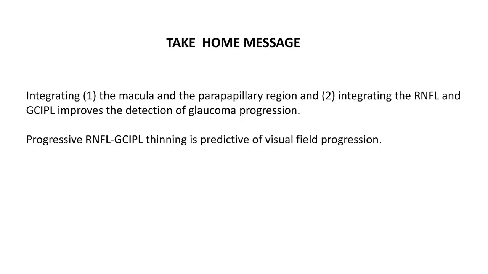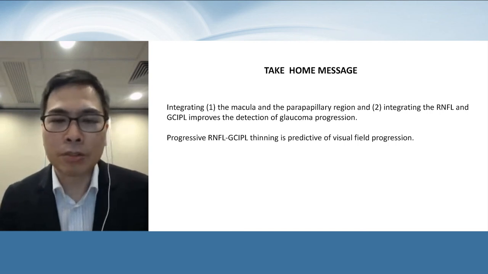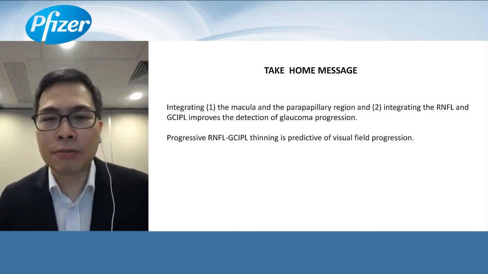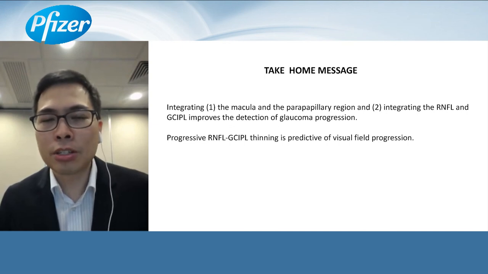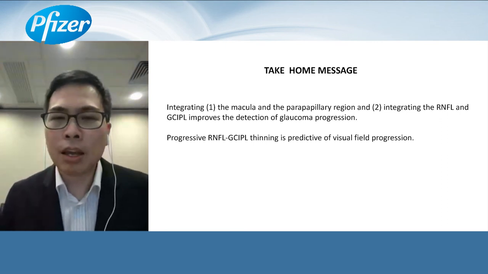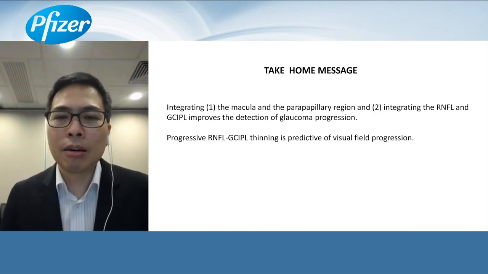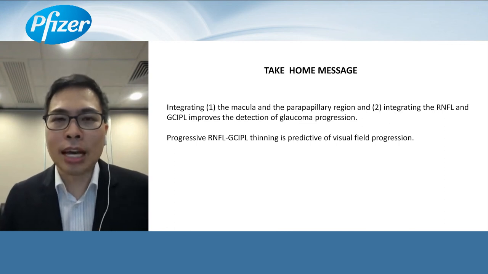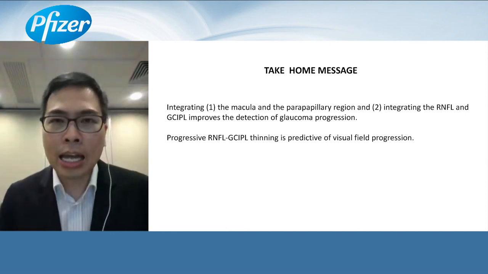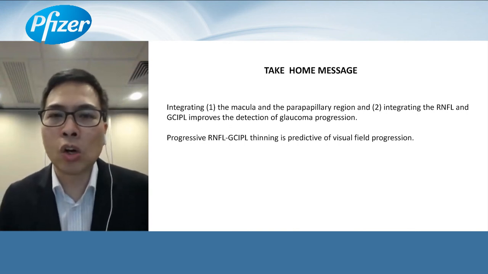So to summarize, integrating the macula and the peripapillary region is important. That's why wide view imaging is relevant in the assessment of glaucoma progression. Not only is integrating the macula and the peripapillary region important, but integrating the RNFL and GCIPL is also important, because what we show in our study is that when you're able to combine both layers, you're able to detect more change, and you're also able to detect change earlier compared with when you just use either layer alone.